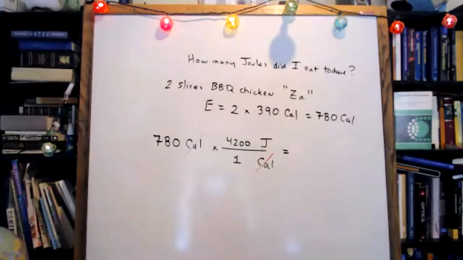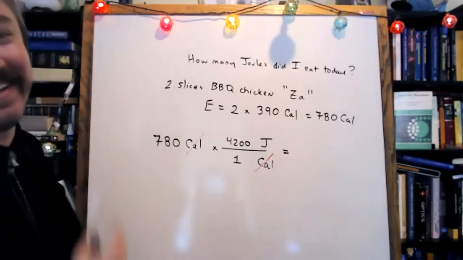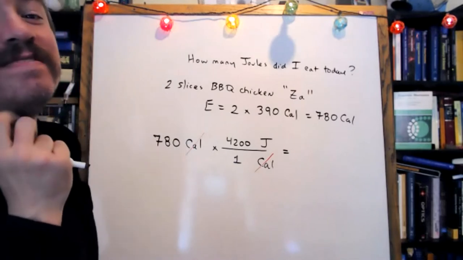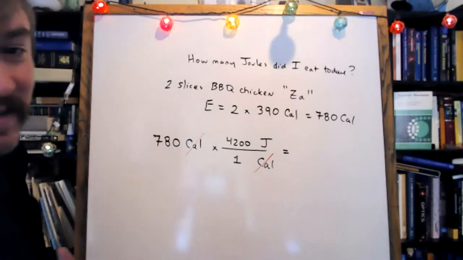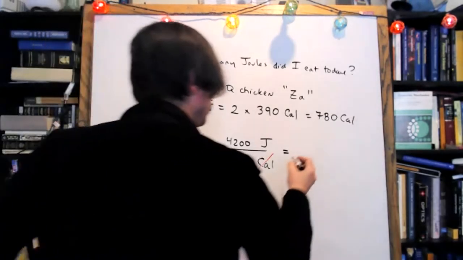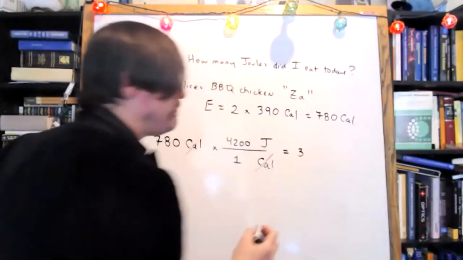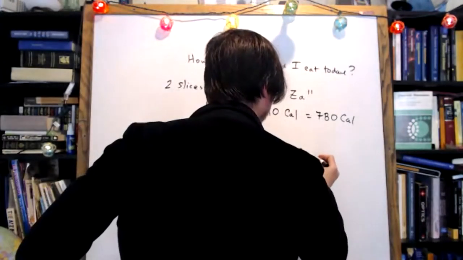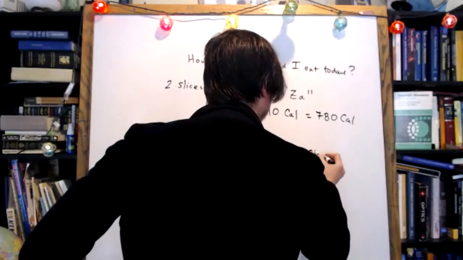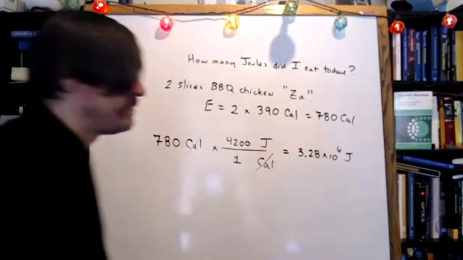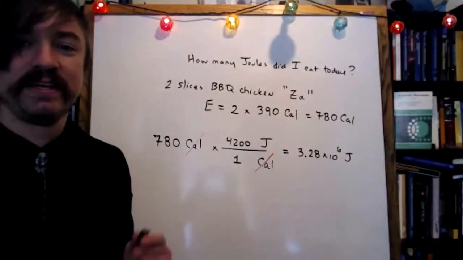Two slices of barbecue chicken za. Okay. I had some za this morning. So, 3,276,000. Holy jumping Jesus. 3,276,000. So 3.28 million joules. Shit.